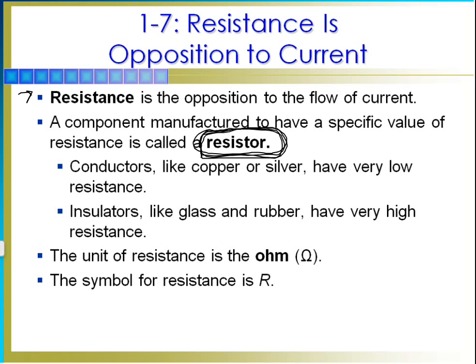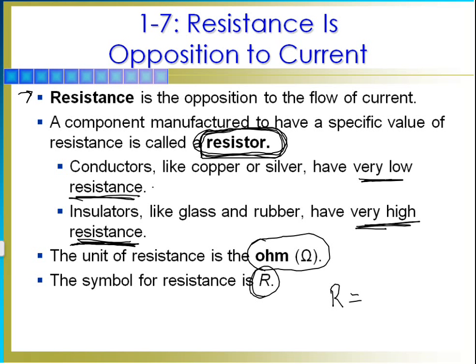So conductors have a very low resistance, whereas insulators have an extremely high resistance. So you're not going to get any current flow through an insulator, which is why we wrap wires in insulators. The unit for resistance is the ohm. The symbol is omega. The formulaic symbol for resistance is R. So resistance is equal to so many ohms. That's how we would express it.